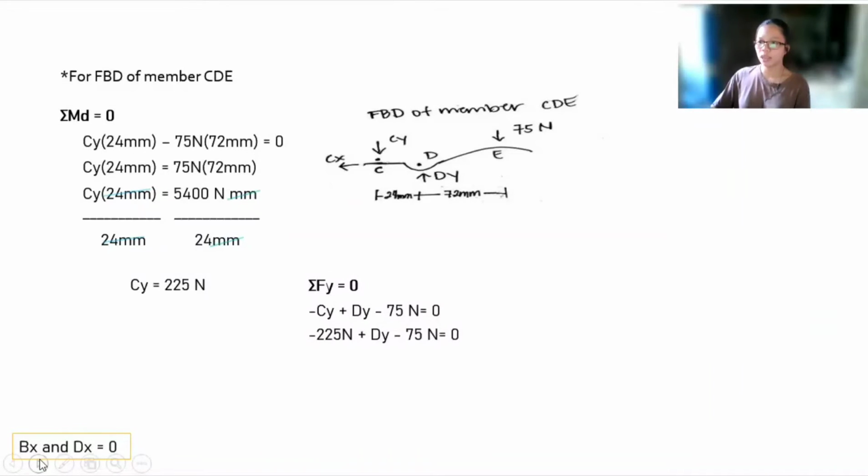And then to get Dy, I transpose the given values. So the 225 changes sign when I transpose it. So 225 Newton plus 75 Newton gives me 300 Newton. So I have now the value for Cy and Dy, and I can compute for the equation with Cx since it intersects all the components, at D and at E.